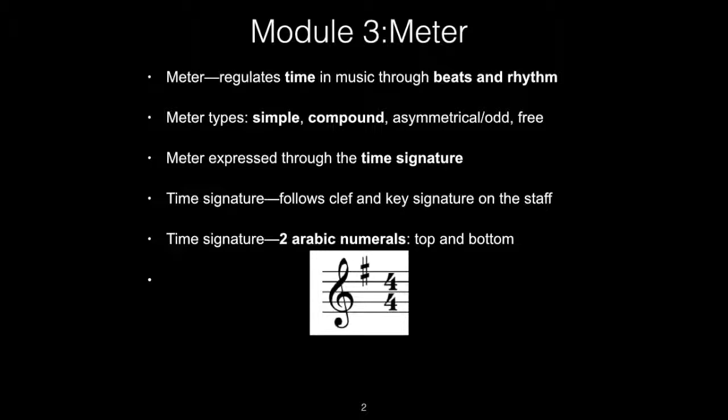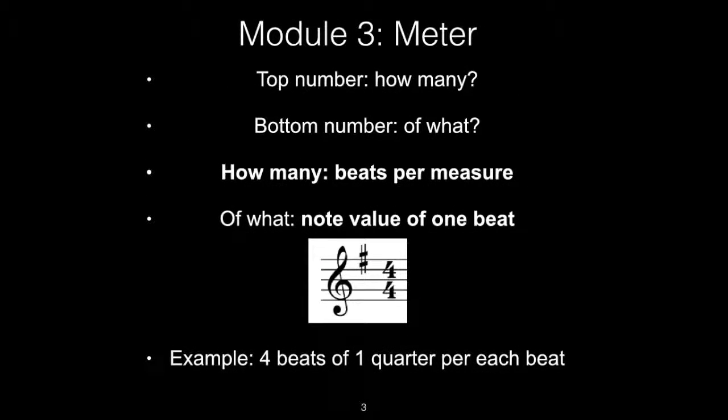It is expressed through the time signature, which, as we said, is written on the staff right after the clef and key signature. Time signature features two Arabic numerals, placed one on top and the other at the bottom of the staff. The top number tells us how many, and the bottom number tells us of what.